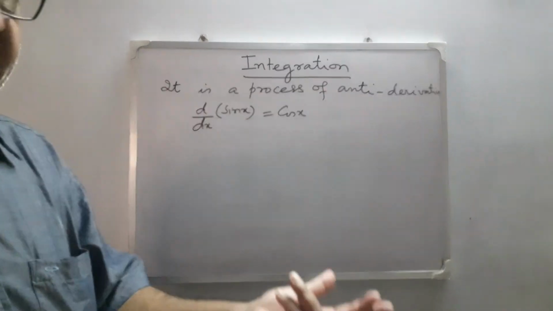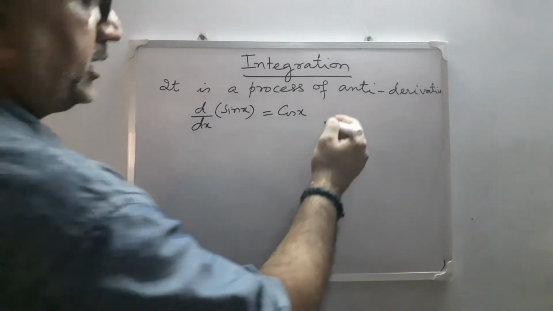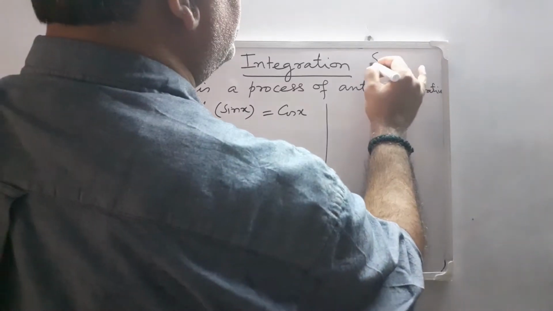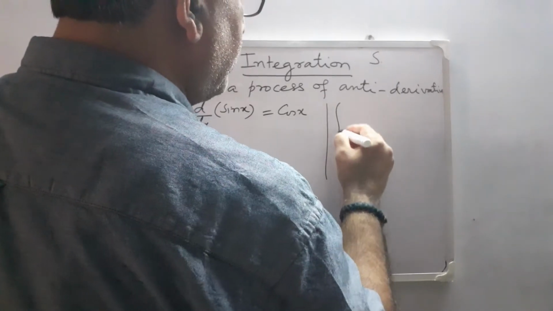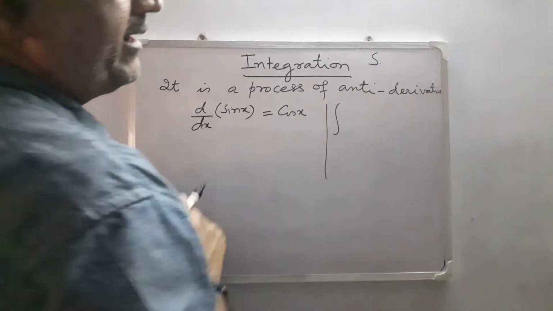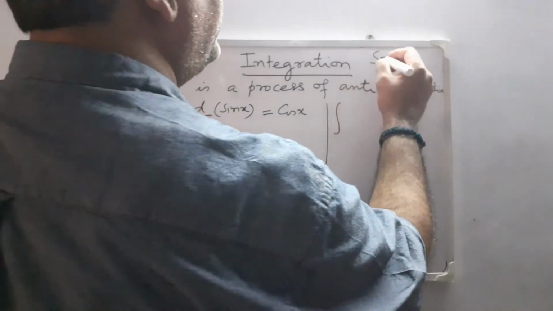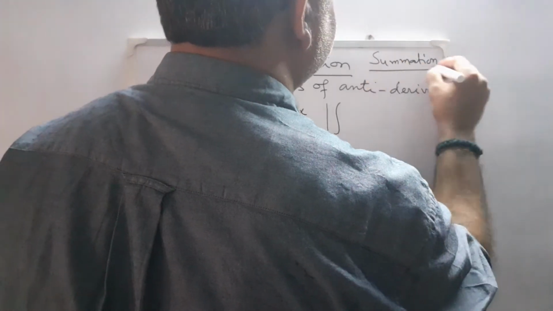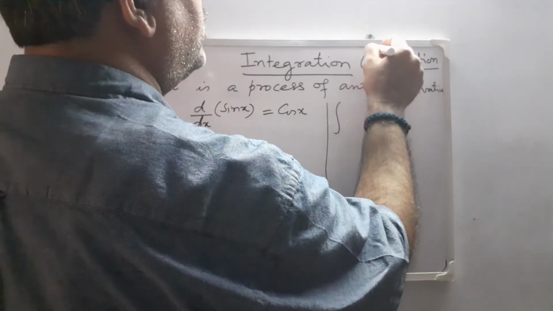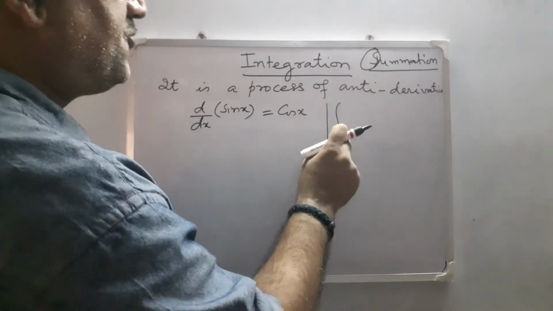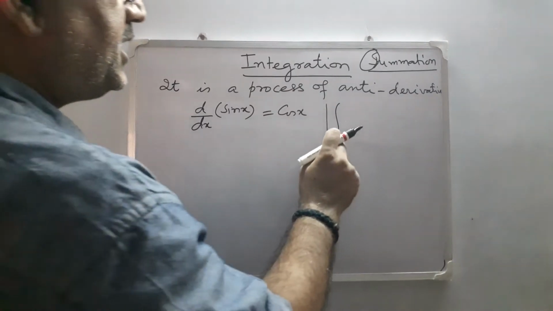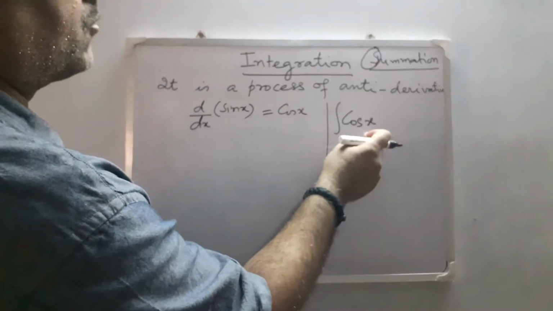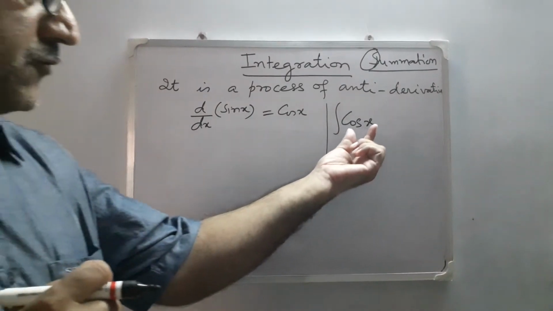But how to integrate? There is a symbol for integration, which comes from the first letter of the word summation, S. This symbol, a modified form of the letter S, is the symbol for integration. I have already told you that this word stands for summation. So the first letter of summation, S, is treated as the symbol for integration. Integral of cos x. That's the reverse process.